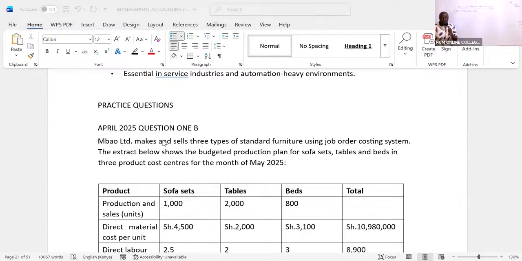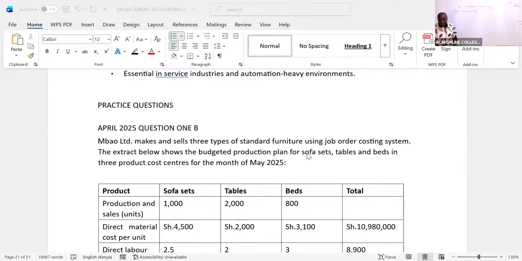We are told, B Limited, he hasn't gotten it yet, we shall overcome. B Limited makes and sells 3 types of standard furniture using a job order costing system. The extract below shows the budgeted production plan for sofa sets, tables, and beds in 3 production cost centers for the month of May 2025.